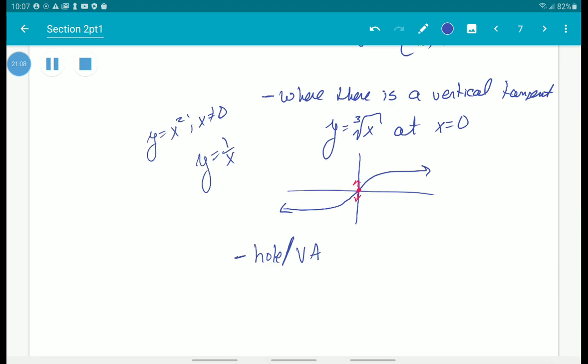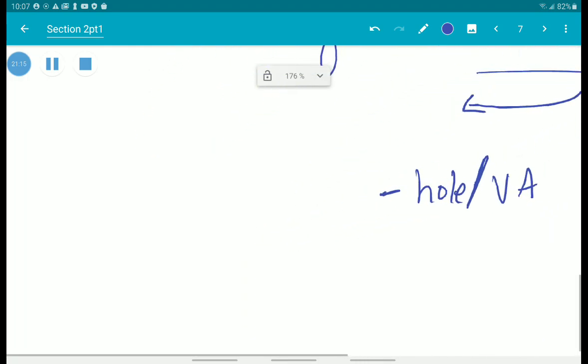So then just kind of recapping, what does the derivative actually tell you? It tells you three different things, right?